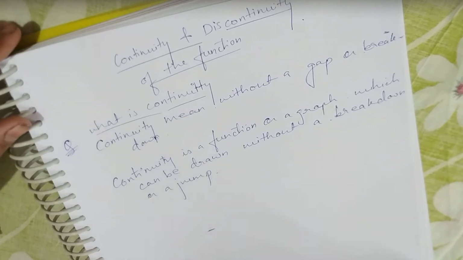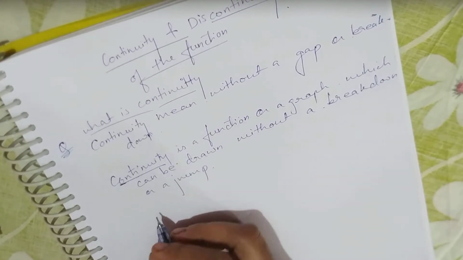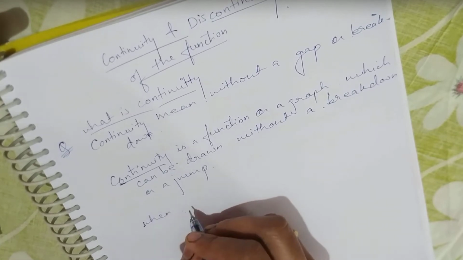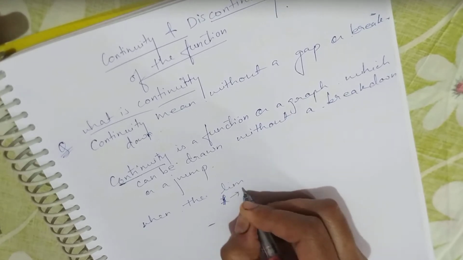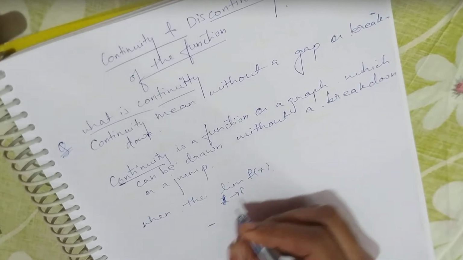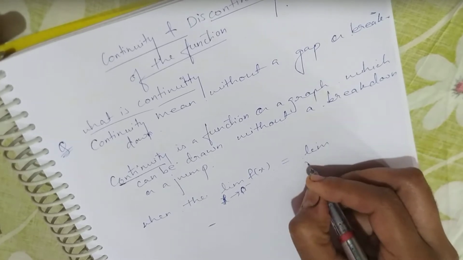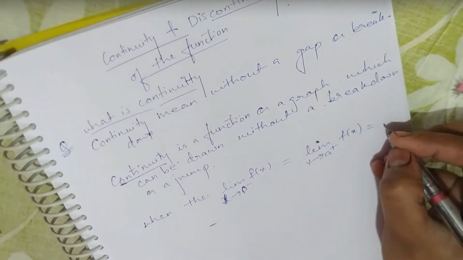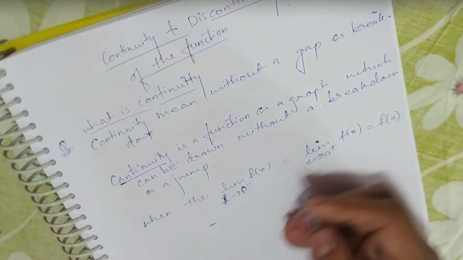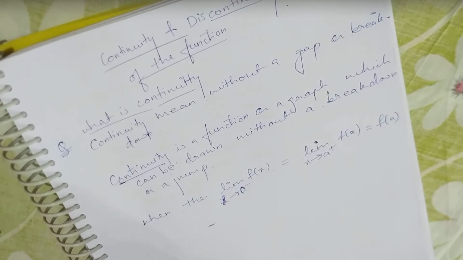breakdown or jump. When we say continuity of a function exists, when the limit on left hand side is equal to the limit on right hand side is equal to the limit at that point, then it is called that the limit exists and the function is called continuous. Let us take one example related to it.